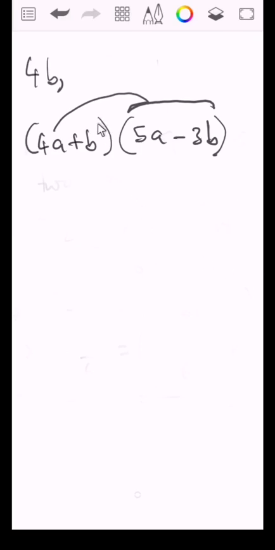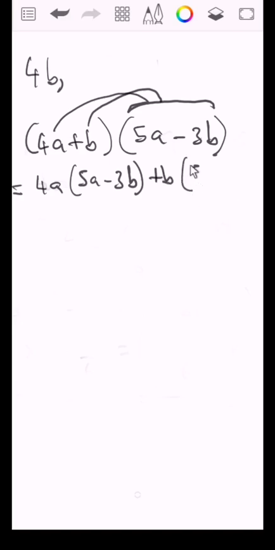Then after that, let us do it. So 4a is multiplying 5a minus 3b. Then the second term in our first bracket is b. So b now joins, multiplying the second bracket. That means we have plus b multiplying 5a minus 3b.